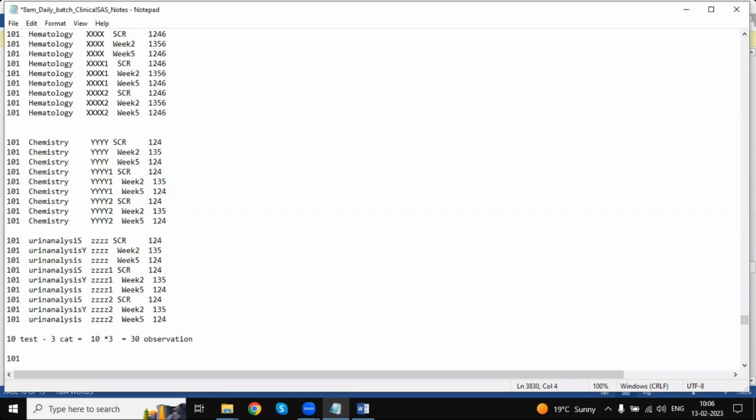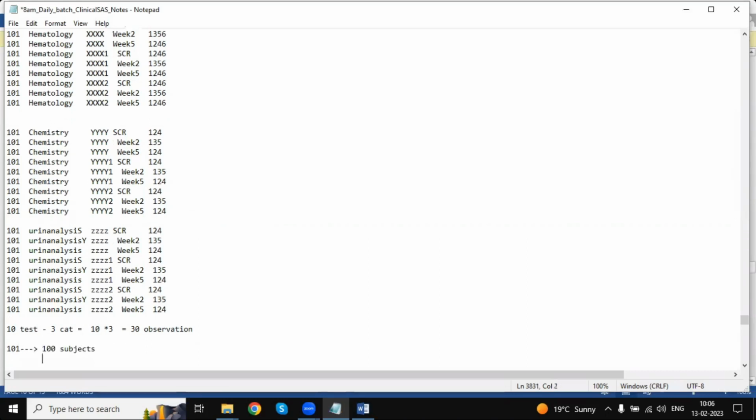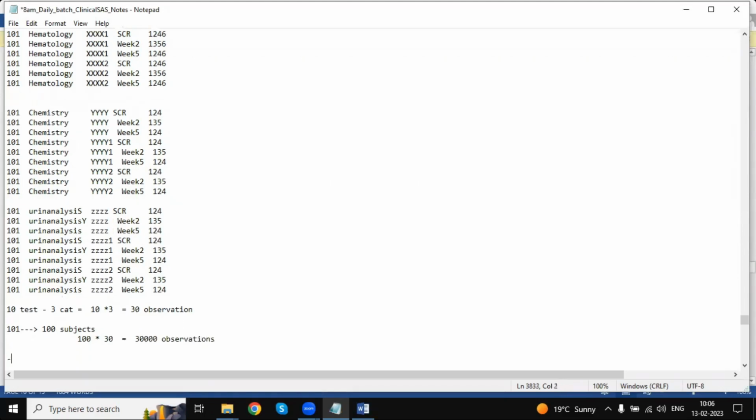Let us assume in your study there are 100 subjects. So how many observations are you going to get? 100 into 30. How many? 3000 observations you get. So your final data set, around 3000, 4000, 10,000 observations you usually get in a LB domain.